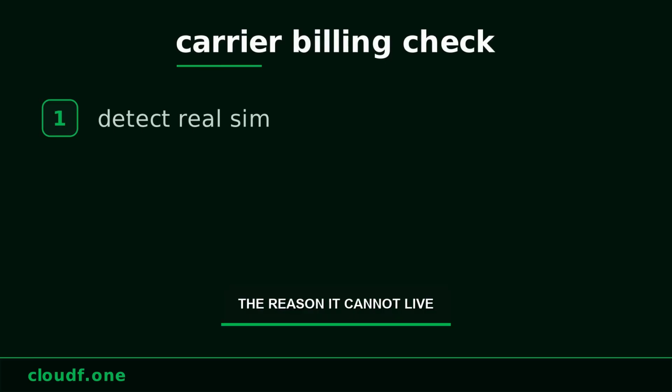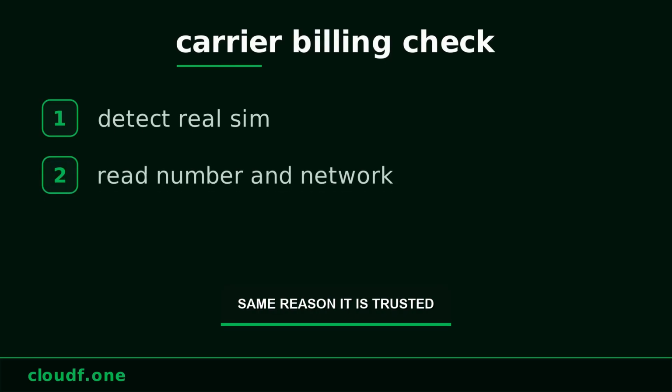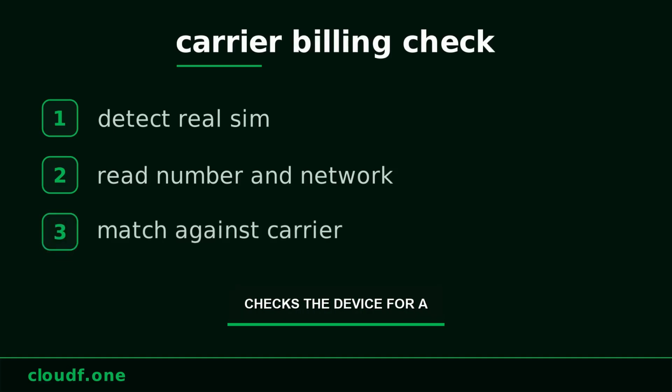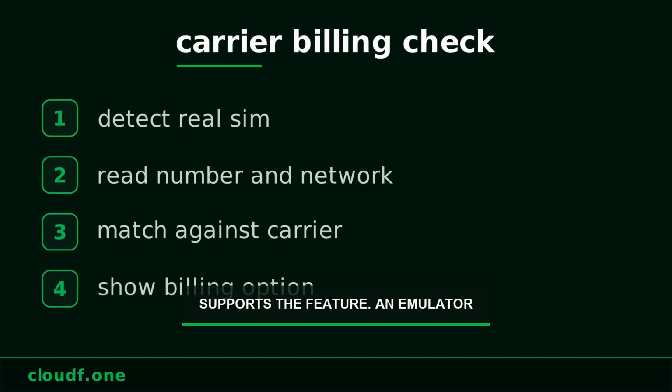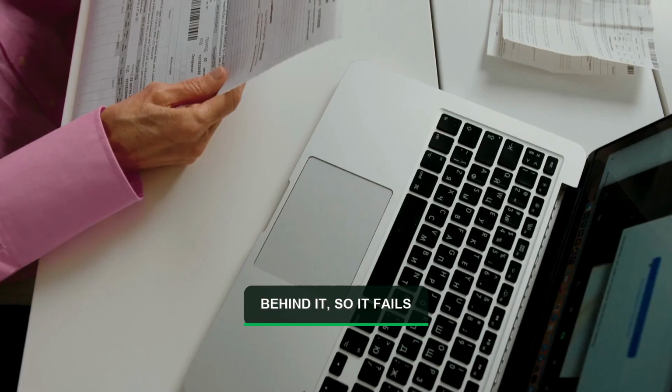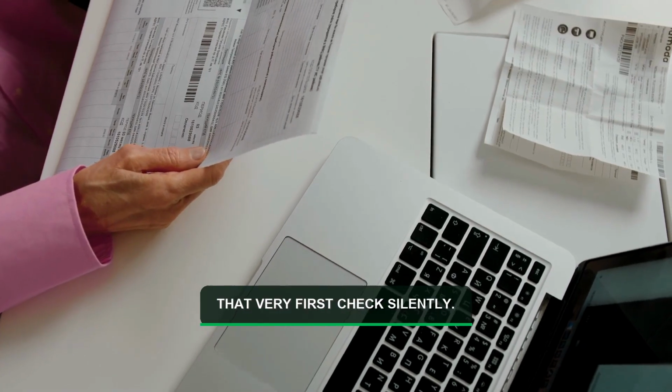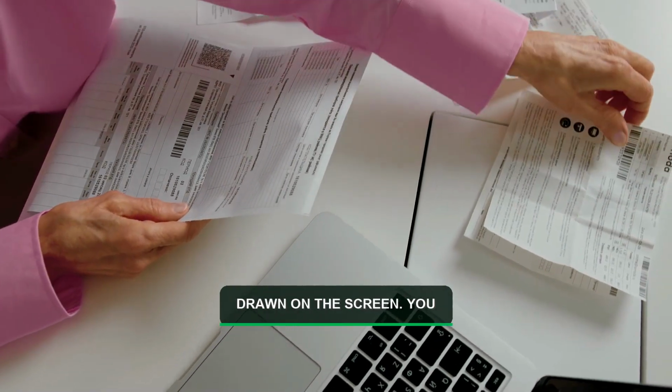The reason it cannot live on an emulator is the same reason it is trusted in the first place. Before the store even offers carrier billing as a choice, it checks the device for a real SIM, reads the number and the home network of that SIM, and matches it against a carrier that actually supports the feature. An emulator has no telephony stack, no SIM, and no carrier standing behind it, so it fails that very first check silently. The option is simply not drawn on the screen.